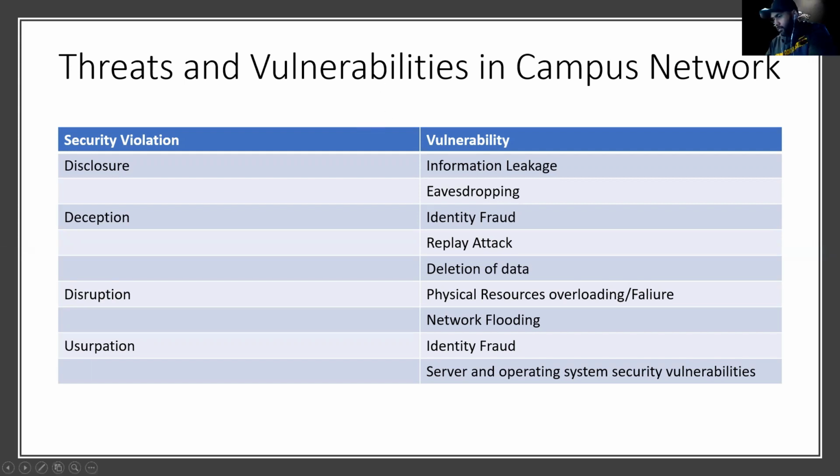Disruption is an event that interrupts or prevents the correct operation of system services and functions. This will lead to system vulnerabilities such as physical resource overloading or network flooding, for example, a denial of service attack. Fourth one is that an attacker may gain unauthorized control over the system. This unauthorized control may allow the attacker to unlawfully access the protected data or any other services. This will lead to vulnerabilities such as identity fraud, software vulnerability exploitation, something like that.